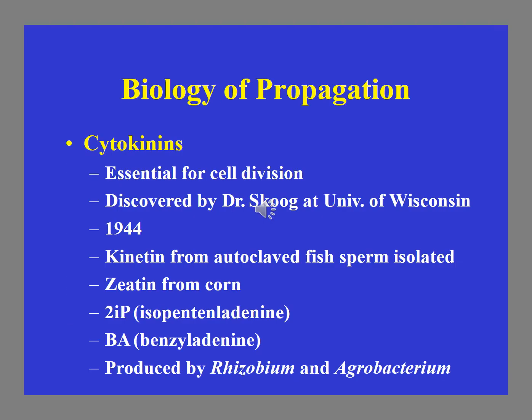Cytokinins are another type of hormone. They are essential for cell division. Kinetin was first isolated from fish sperm and shown to promote cell division, as zeatin from corn was also taken out and put on other plant cells to show that they induce cell division. This is important for plant growth in many ways.